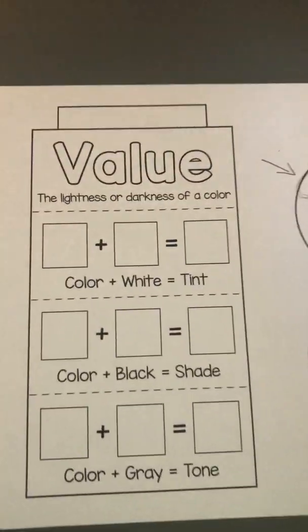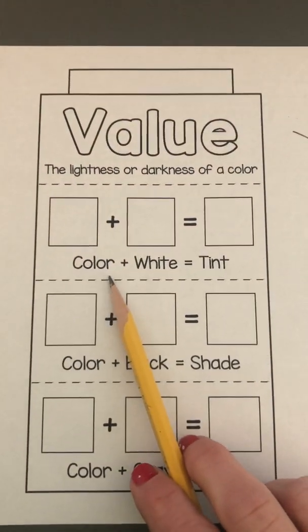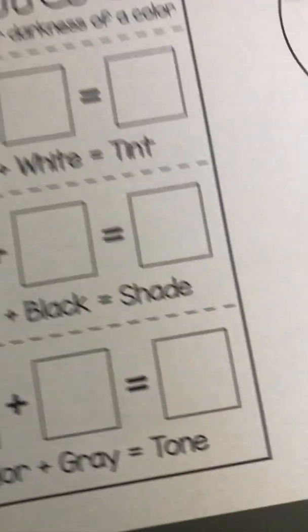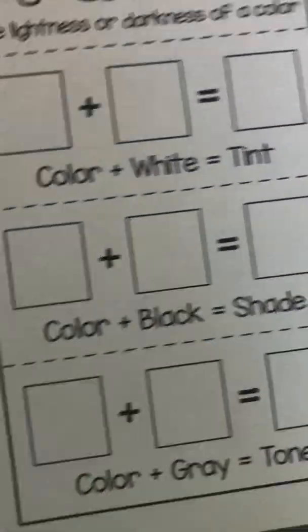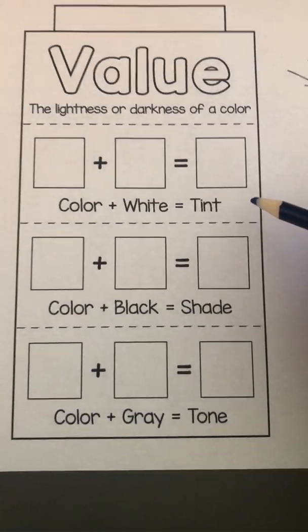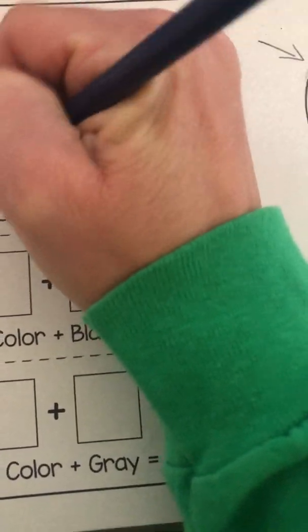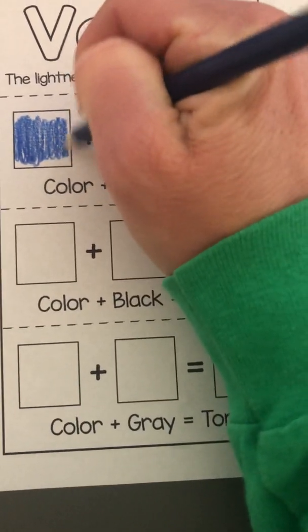Okay, the last thing about value, and some new words, is we're going to add in color instead of just pencil. So whatever color you want to use here, I'm going to use regular blue. And so if you take your color in the first box, nice and neat. Again, I'm doing mine quickly.